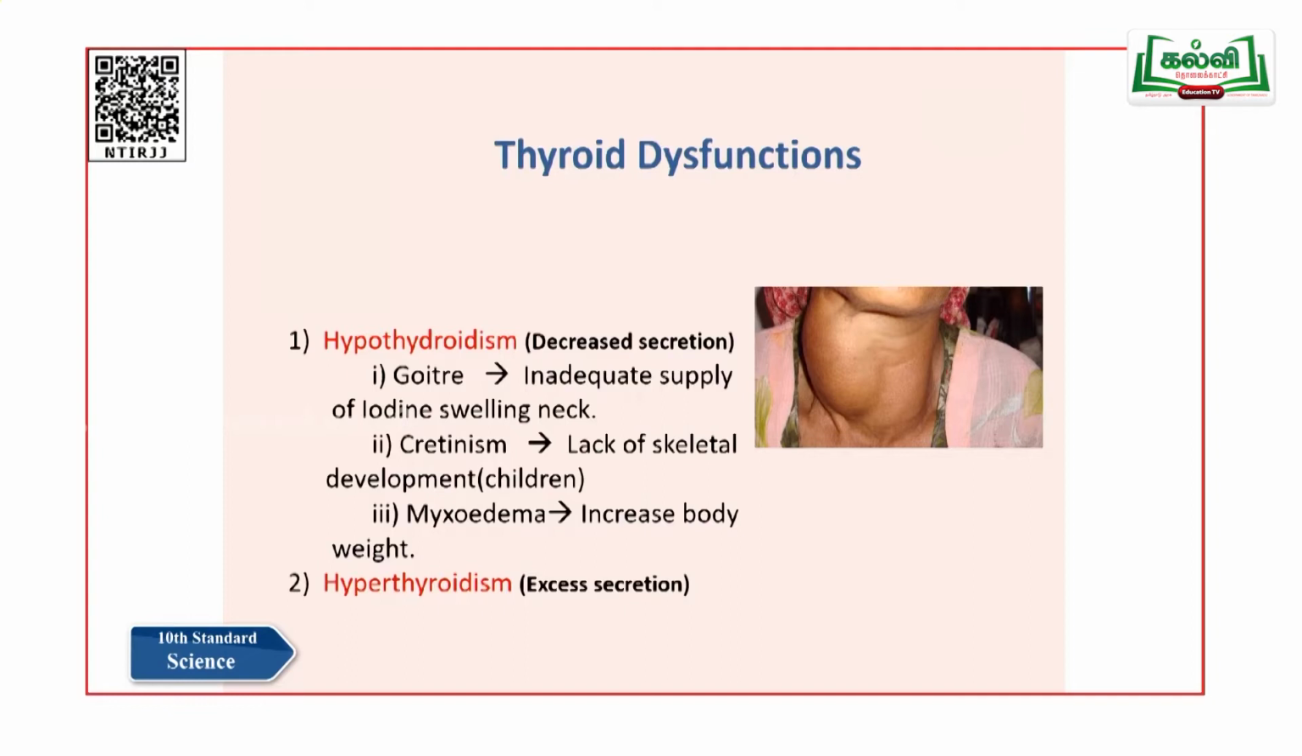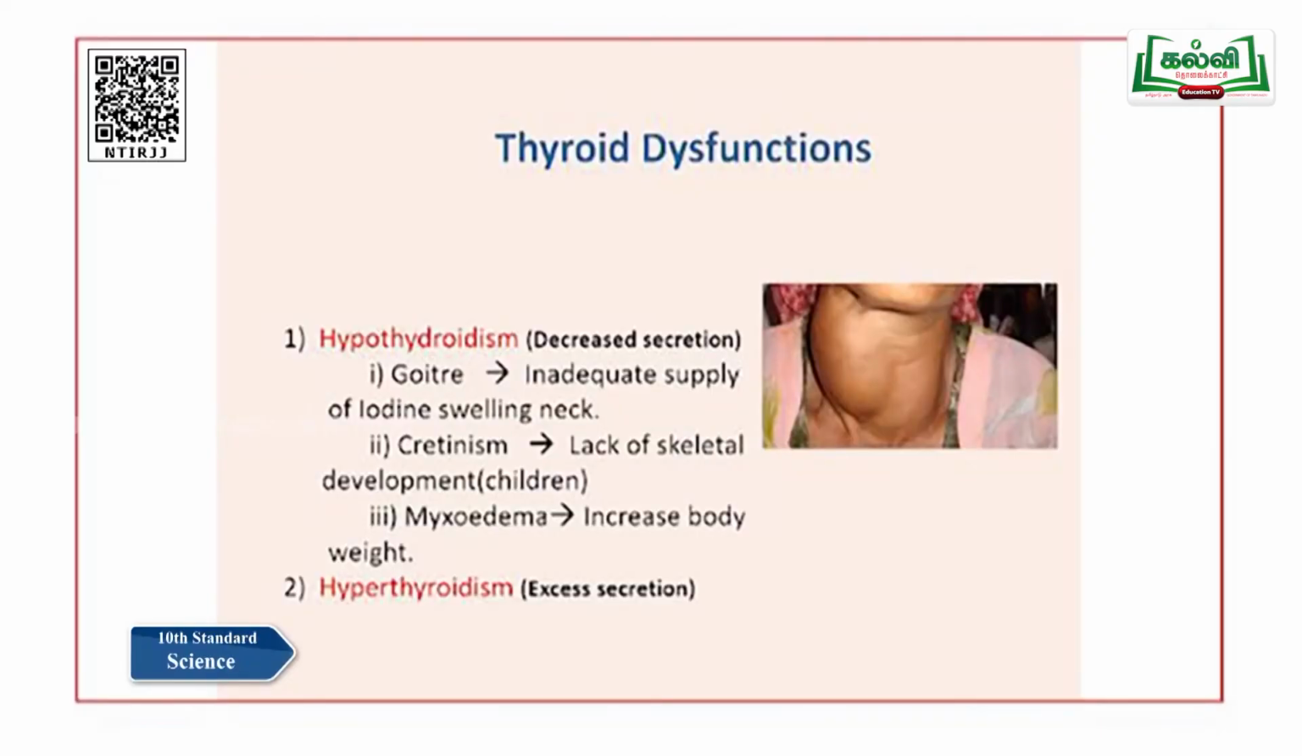And the third one is myxedema. So, in myxedema, the body weight increases. So, this is the reverse of cretinism. It is also an abnormal body weight. So, this is due to the decreased thyroid secretion.